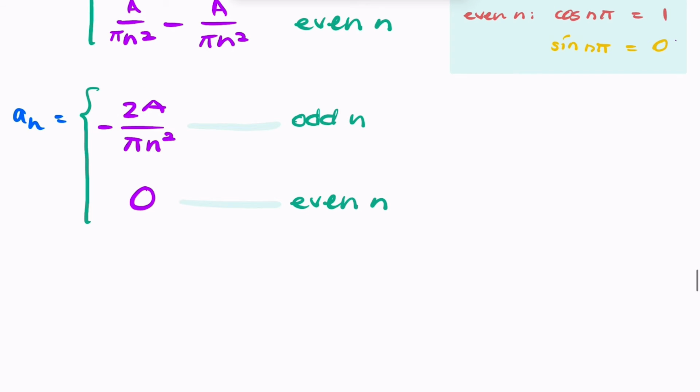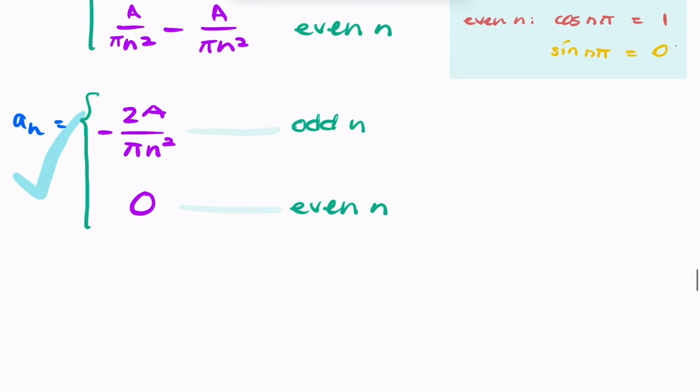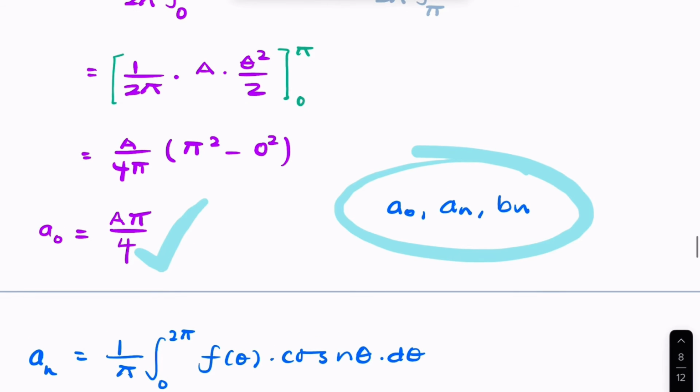All right, so I have two expressions for a. One for odd values of n, one for even values of n. I could be clever and combine these two into one expression, but I don't need to. It's enough to say, look, an is this expression when n is odd and 0 when n is even. So that is an.